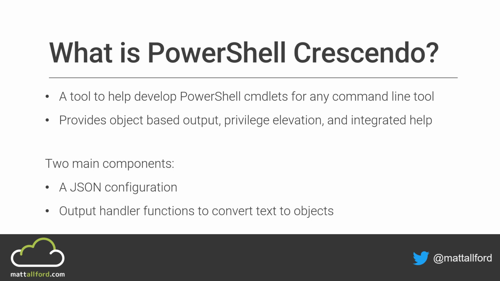Now the other main component ties back to that object-based output. So there's a thing called an output handler, and that is effectively this thing that sits in between the command being run by that native command line tool and PowerShell itself. So the output handler there is running PowerShell functions to do whatever you need to do to convert the output coming back from that native tool into objects in PowerShell. And honestly, from what I've seen so far, the output handler is probably where you'll end up spending most of your time if you do go down the path of using Crescendo to create modules.